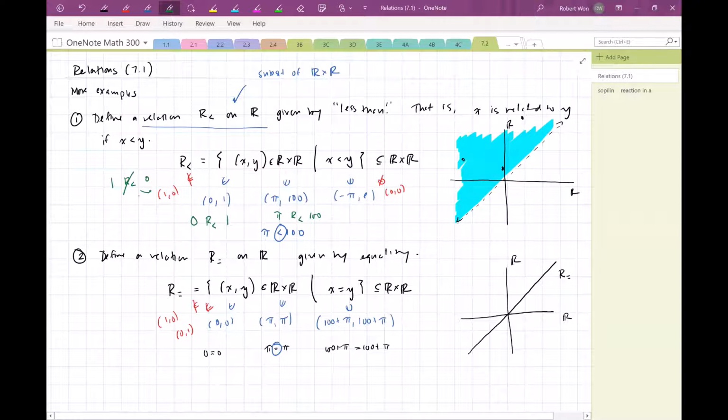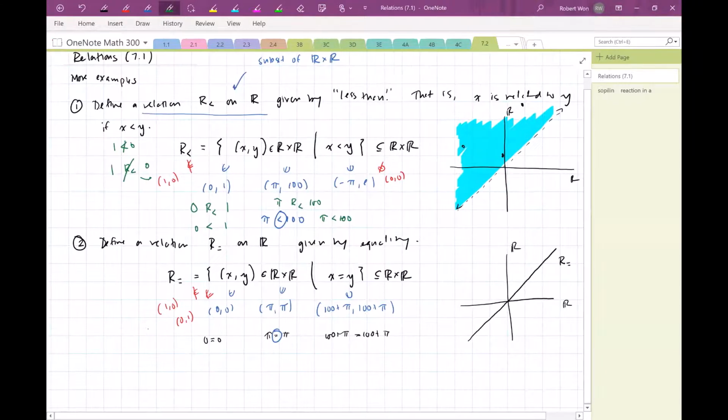And again, it's natural to use this kind of notation because really what we've been using our entire lives is 1 is not less than 0, 0 is less than 1, pi is less than 100. We usually think of the relation not as a subset of the Cartesian product, but as a relationship between numbers that you can express by putting a symbol in between them. Right, again, here, you can write 0 R equals 0, which we usually write as 0 equals 0. And here you would write 1 not R equals 0. Usually we write 1 is not equal to 0.